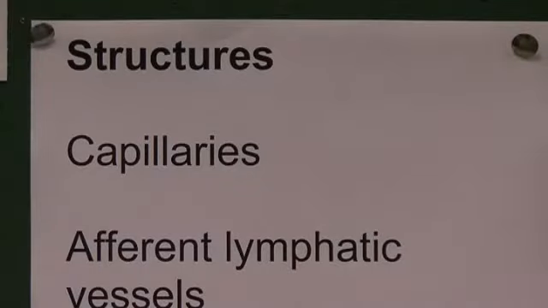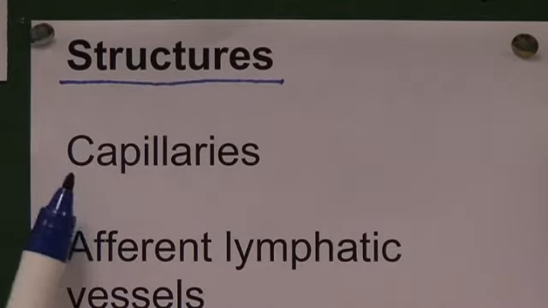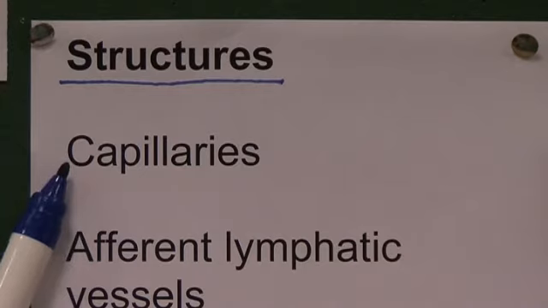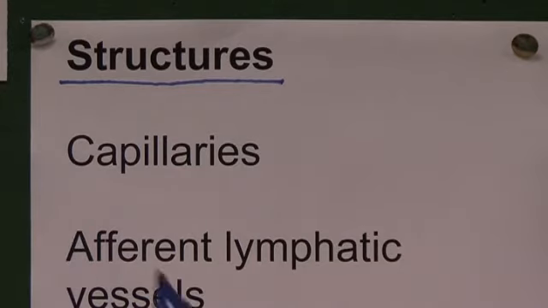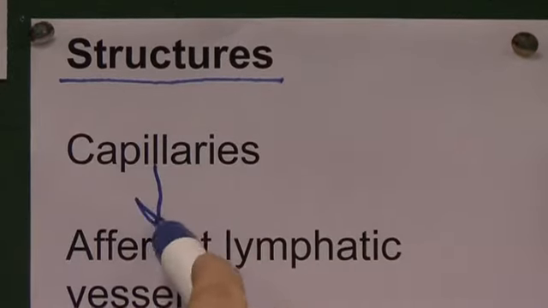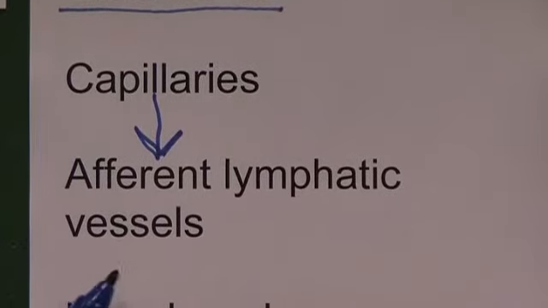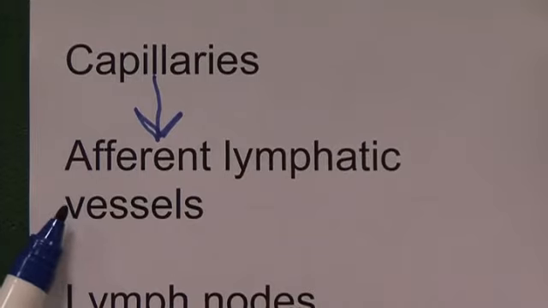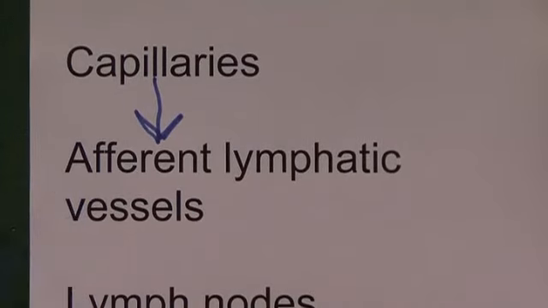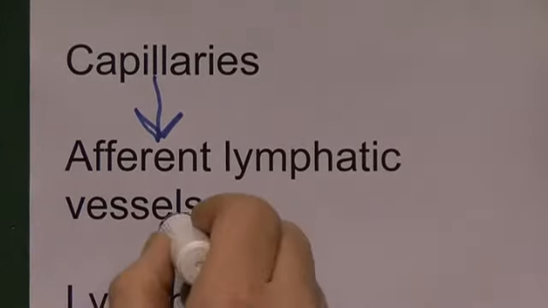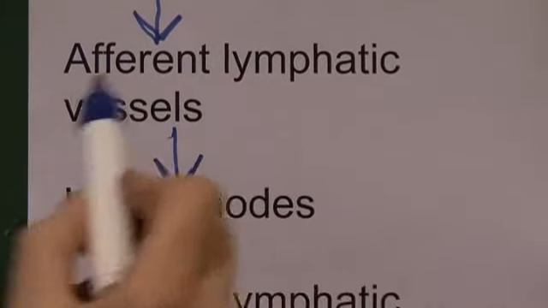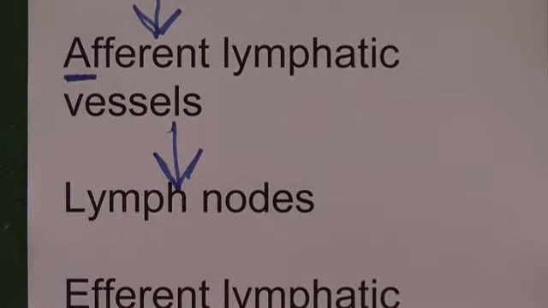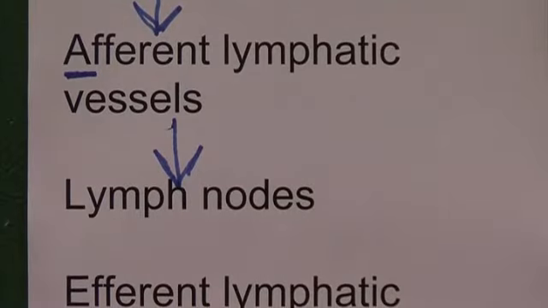So thinking about now the structures of the lymphatic drainage system, the tissue fluid drains into the capillaries and becomes lymphatic fluid, and this flows on into afferent lymphatic vessels. These have valves to ensure one-way flow from the capillaries through the afferent vessels into the lymph nodes. And you can remember A for access. The afferent vessels are taking lymphatic fluid to the lymph nodes.